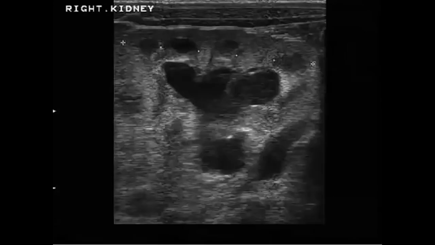Let's shift to another case. I wish that you enjoyed this first case. So this one is a bit difficult, but together we can reach the diagnosis. So this is the right kidney in ultrasound. So how do we describe it?